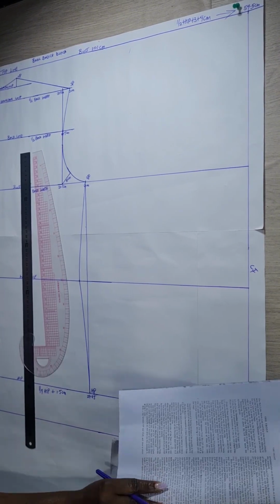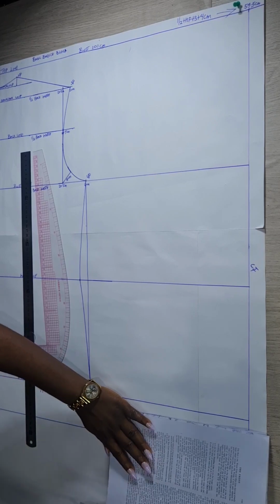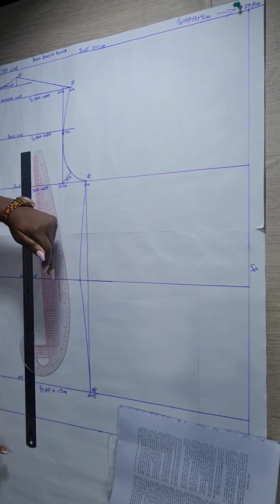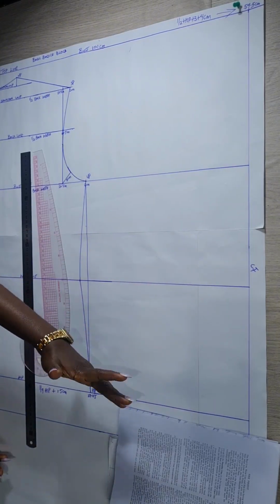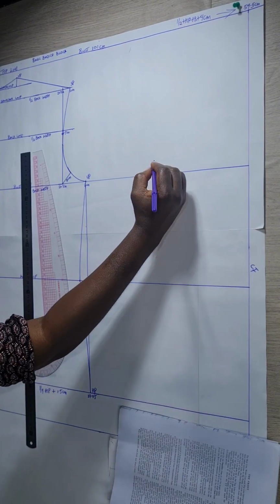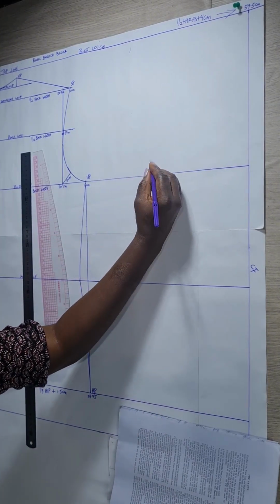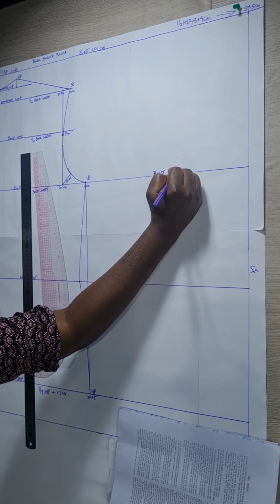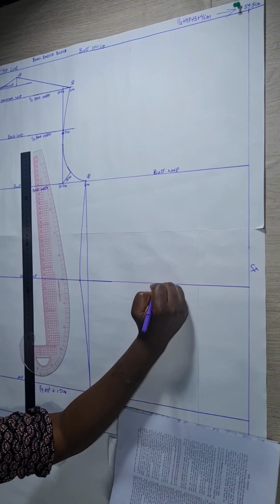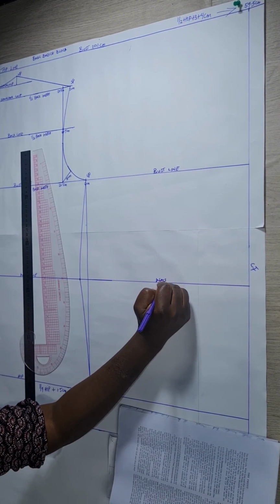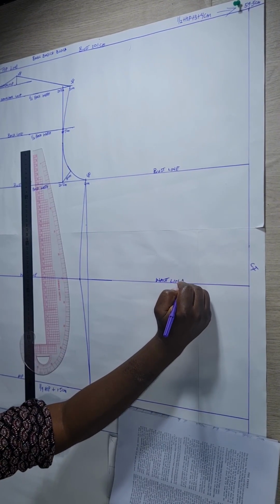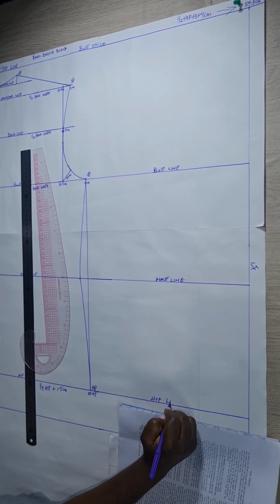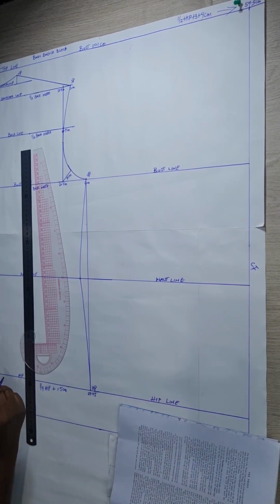Remember, when we were extending the line from the back, the bust line was extended to the CF, the waistline to the CF, and the hip line to the CF. So I need to label bust line, waistline, hip line. Okay?